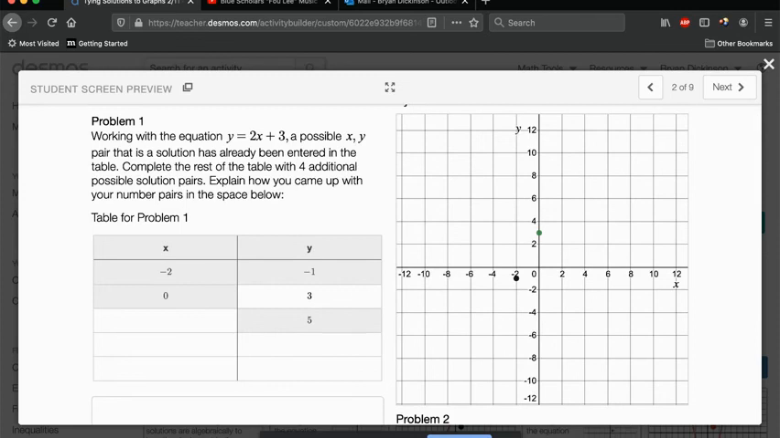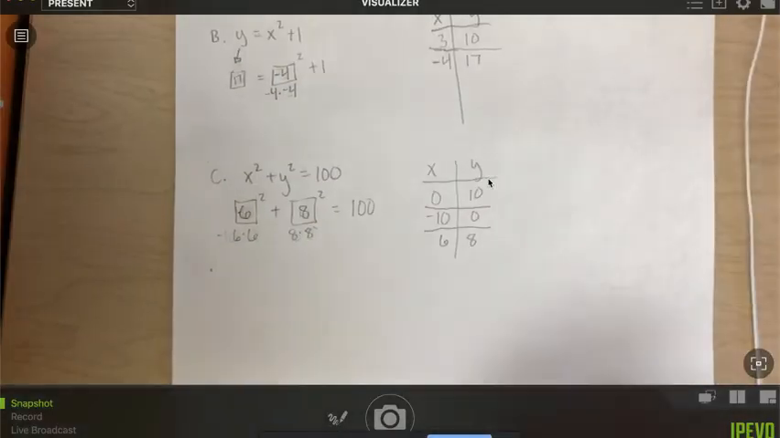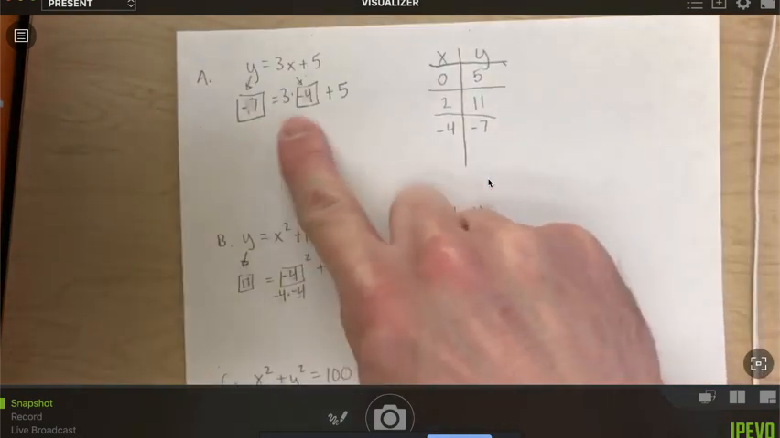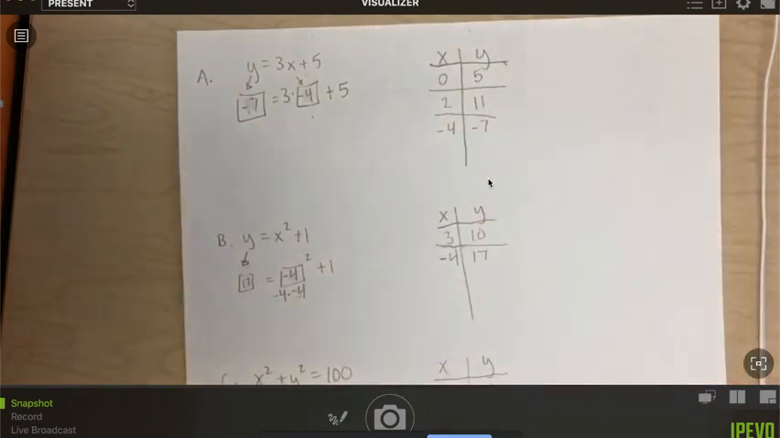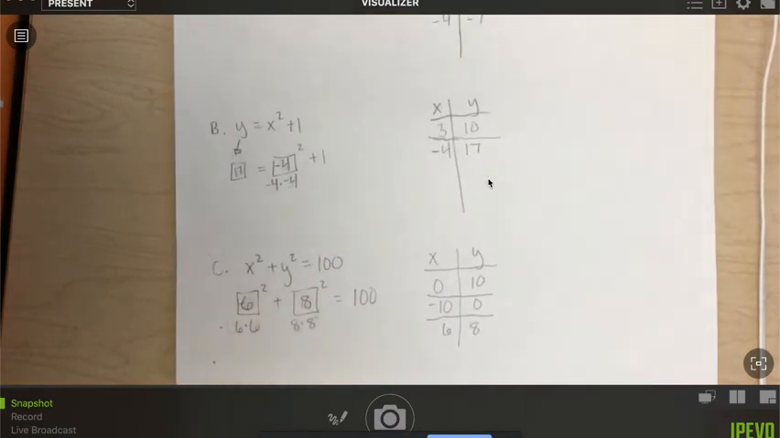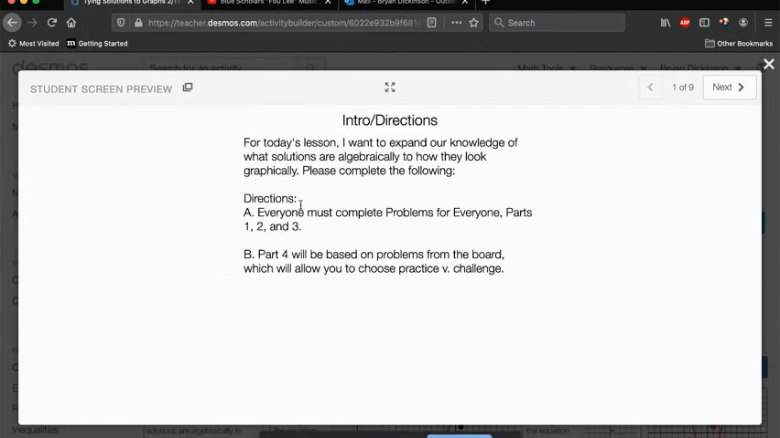And once again, all the questions you're going to look at here are exactly the same as what we were looking at right here. So take your equation, think about blanks, table of values that make them work. And so you're doing the exact same thing. The only clarification says for part 4, it'll be based on problems from the board.